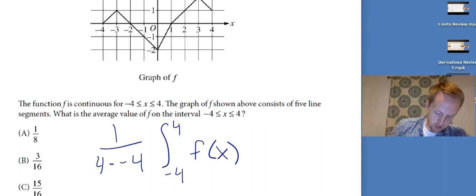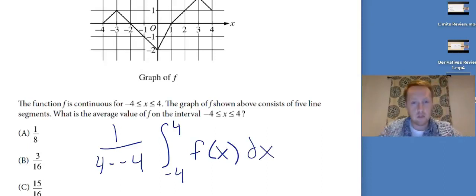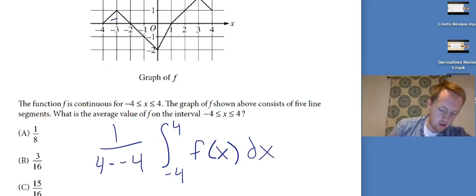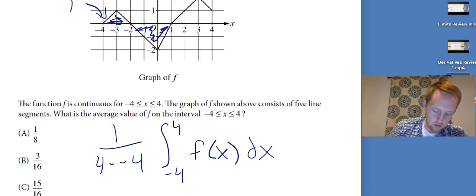f of x dx. Now again, they didn't give me a function to anti-differentiate, so I'm just doing this all on area. So here's a triangle. The area is 1. Here's another triangle. That area is -3. Negative because it's under the x-axis.